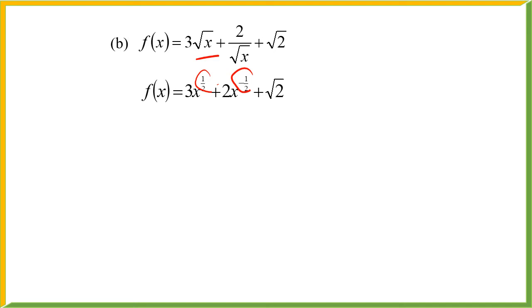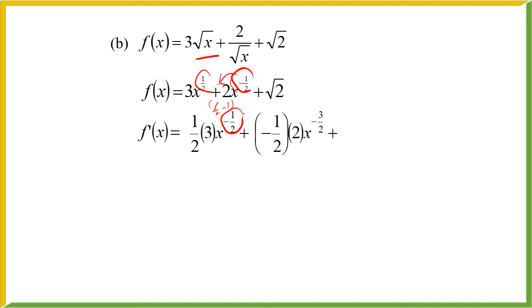So differentiate each of the items. So what we need to do in the form of kx power of n, it will be k multiplied by the n itself. So 3 multiplied by 1 over 2 and multiplied by x power of 1 over 2 minus 1. So 1 over 2 minus 1 will be negative 1 over 2. And then for 2 x power of negative 1 over 2, so negative 1 over 2 multiplied by 2. And then the x should be to power of negative 1 over 2 minus 1, which is equal to negative 3 over 2. And differentiate root 2. Root 2 is a constant, so it should be 0.